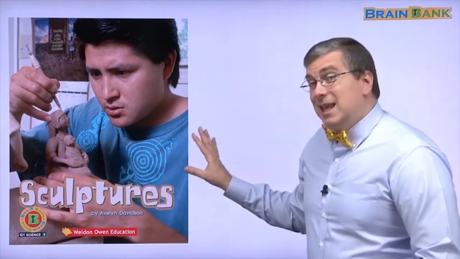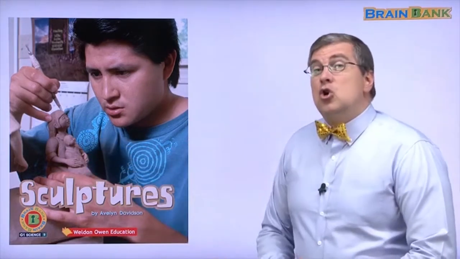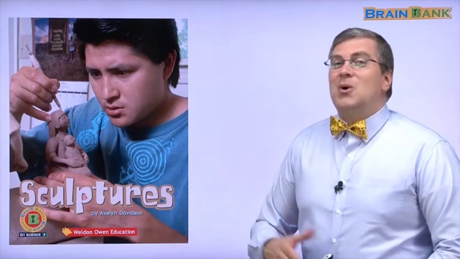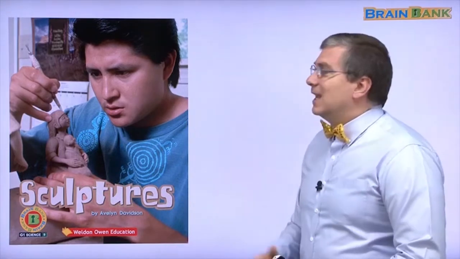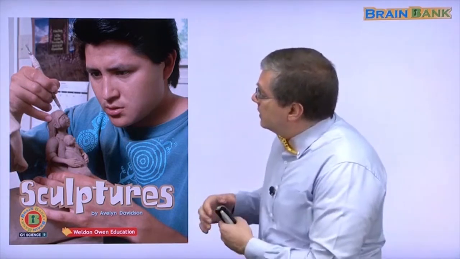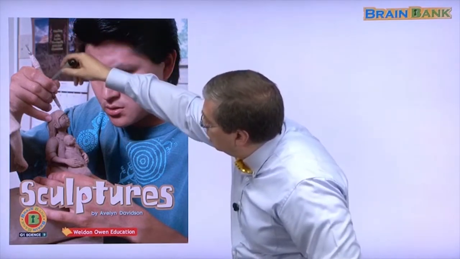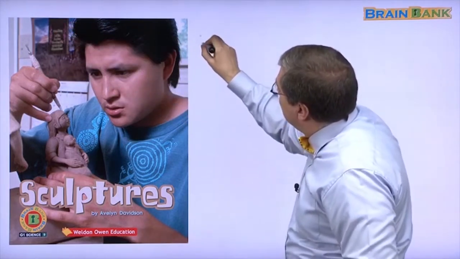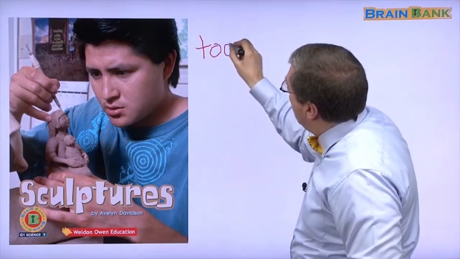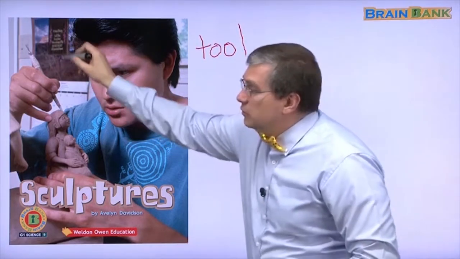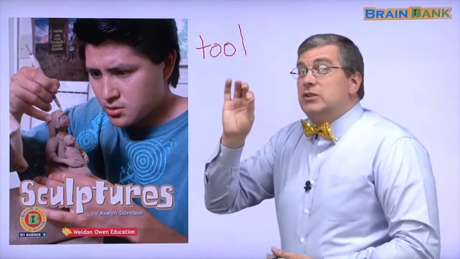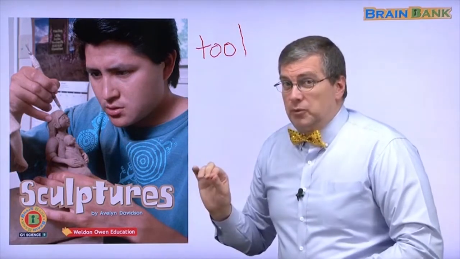Who is making this sculpture? Is it a man or a woman? We can see it is a man. Is he using his hands to make the sculpture? No. He's using a type of tool. Tool is T-O-O-L. He's using a tool to make the sculpture.